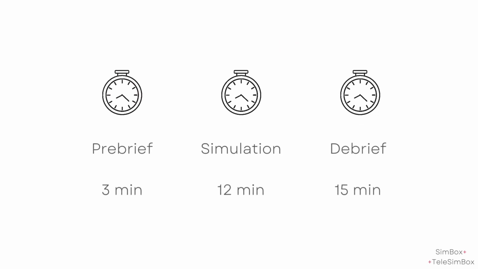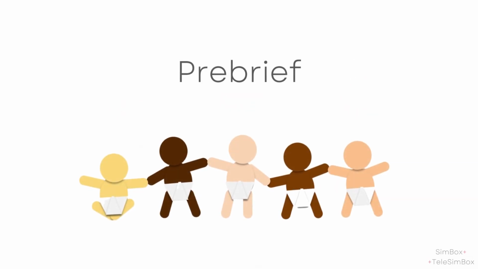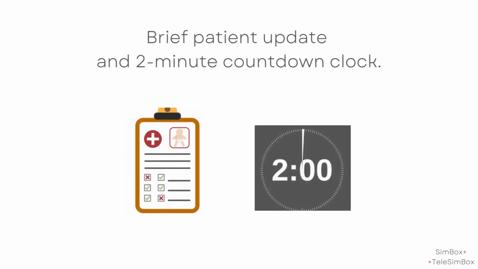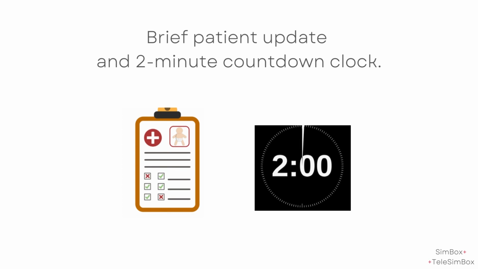The format of today's session includes a 3-minute narrated pre-brief, followed by a 12-minute interactive simulation and a 15-minute case reflection and debrief. Pre-brief. The case will begin with a brief patient update, followed by a 2-minute countdown clock. During these 2 minutes, we ask you to assemble your team and assign roles. We suggest having a team leader and roles similar to your normal workflow. Examples include a person focusing on the management of the airway and a person who will obtain intravascular access or administer medications.